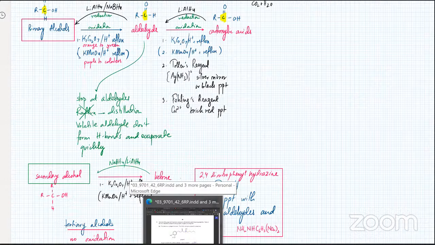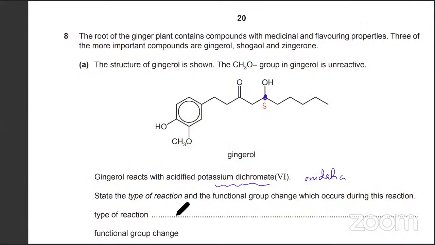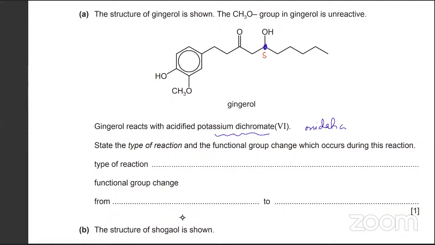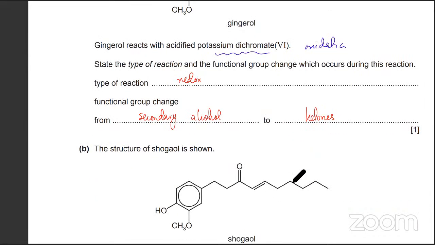Now, anyways, you're seeing the type of reaction. That's obviously a redox reaction, and there's a functional group change. It changes from a secondary alcohol. What do secondary alcohols turn into? They turn into carboxylic acids. Sorry, ketones. So they turn into ketones, right? And so that's about it.